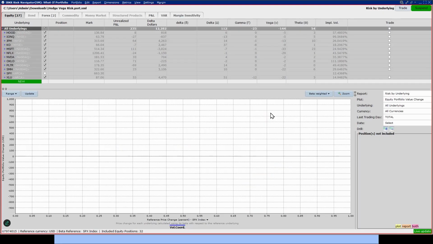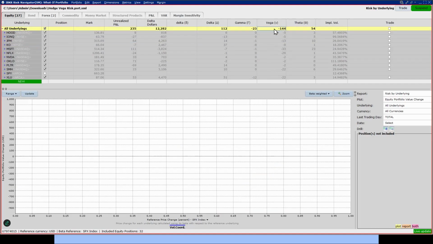So going over to Risk Navigator, we can see here just a sample portfolio I've got set up. Overall, we've got a lot of negative Vega. Every single position has negative Vega. We're going to talk about how to hedge this in a minute. But all of these are things like credit spreads, condors, cash secured puts. They all have negative Vega. So we can monitor this on a position by position basis and also at the portfolio level.